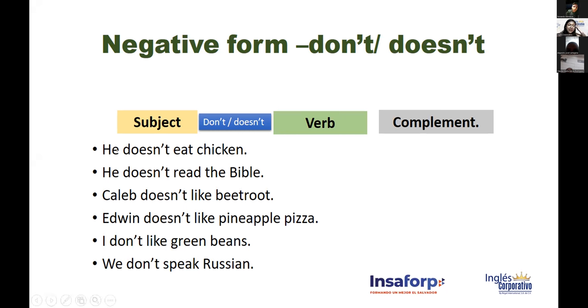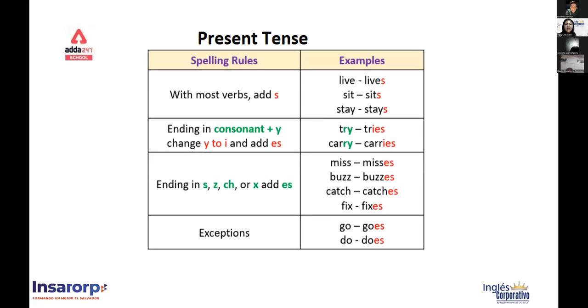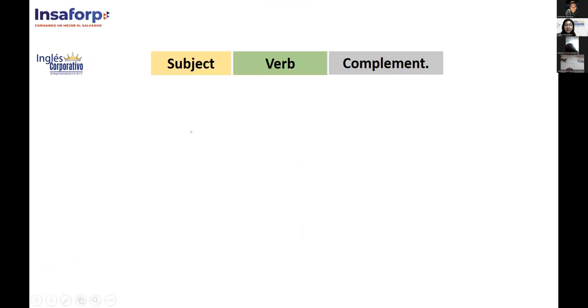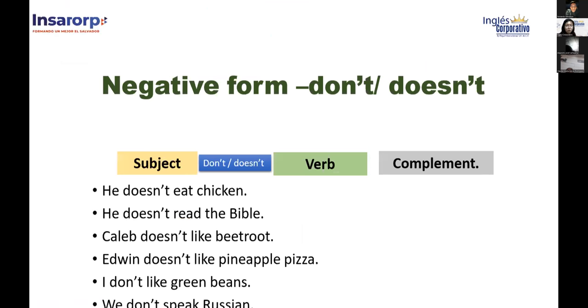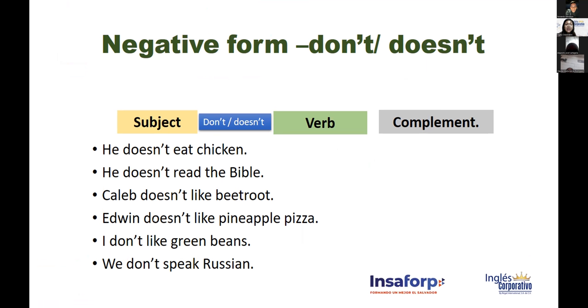So as you notice, for he, she, or it, we use doesn't, and the verb is in the base form. En este caso, no agregamos la S. La S solo se agrega en afirmativo. Solo en afirmativo. Negative and questions, no. Preguntas y oraciones negativas, el verbo no lleva la S. ¿Por qué? En tercera persona. ¿Por qué? Porque ya tenemos el verbo auxiliar, exacto. Yeah. Chicken, he has to read the Bible. We can say, for example, give me some examples. Alejandro doesn't like.